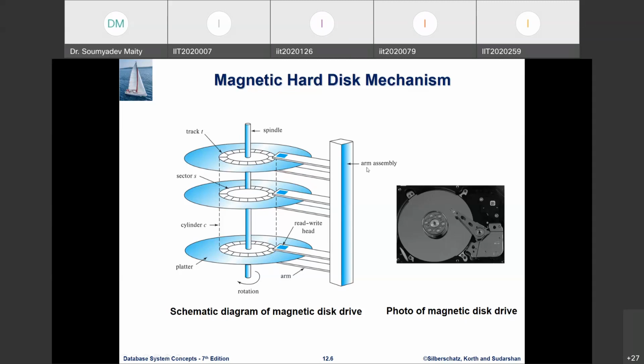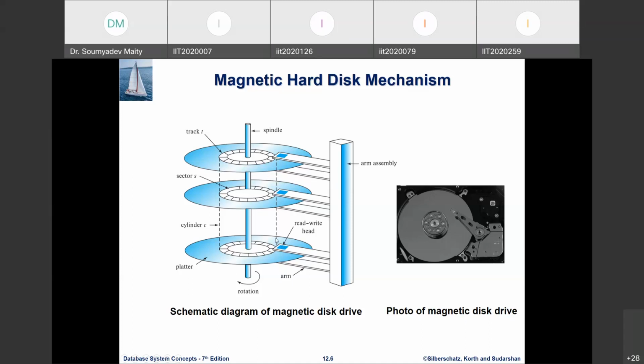Now this is the head. This is called the arm, and attached to the arm, you can see there are two heads. The heads can read the upper surface or the lower surface of a platter. This is the arm head, and when you place the arm head on top of a sector, it can read the data from that particular sector.